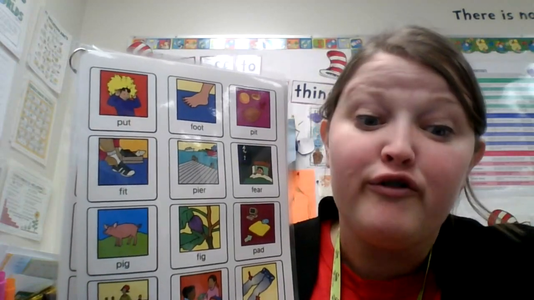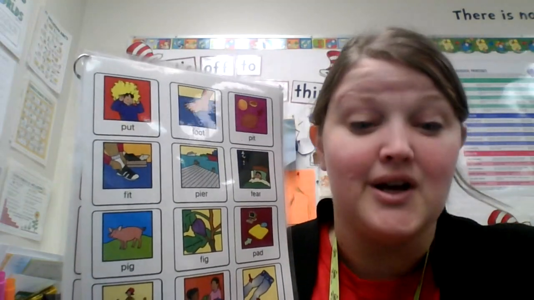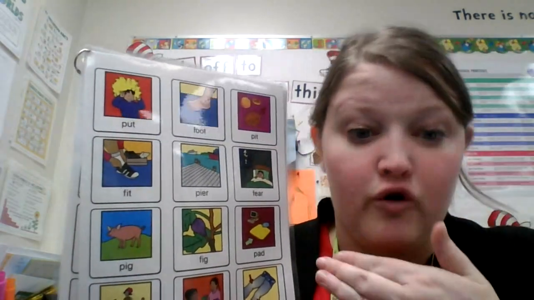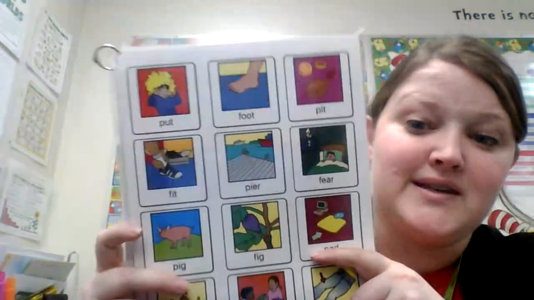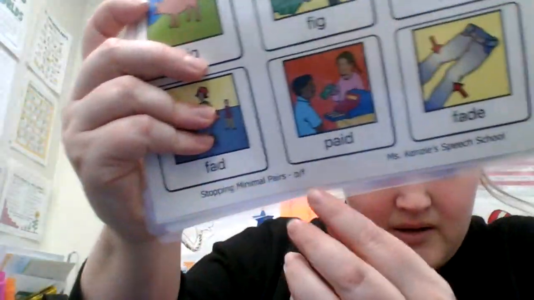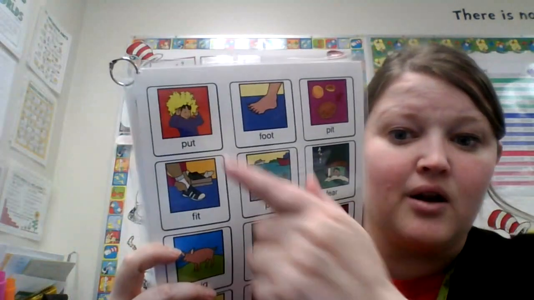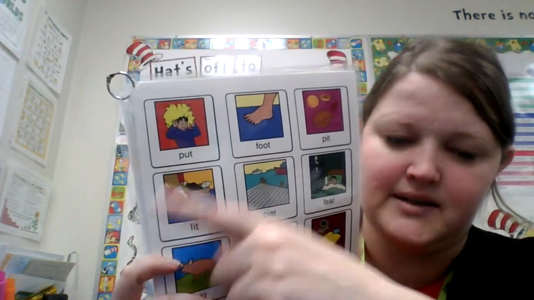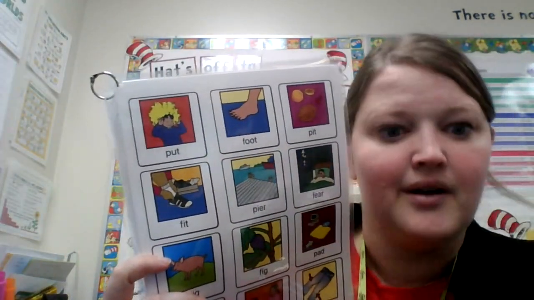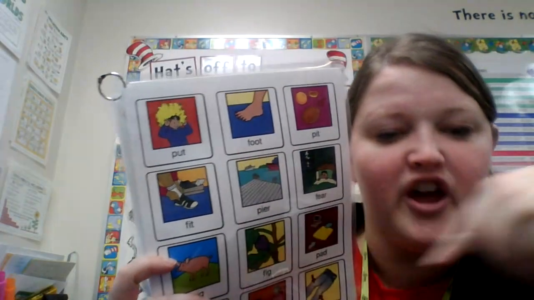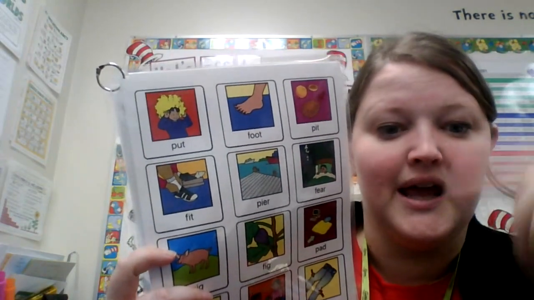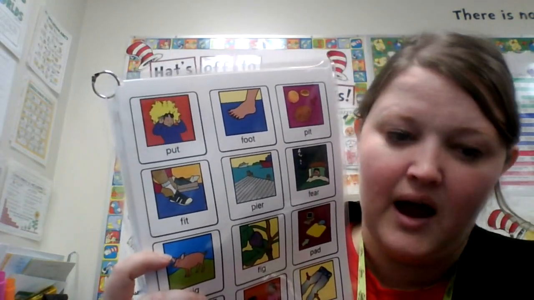Now, the typical error, or the sound that's being said for an F, is a P. So instead of foot, they say put. So again, they're stopping that sound. There's no friction happening. So in this example, again, this is our stopping pairs P and F. So again, oh, he put that on his head. Say put. And then we would say, now say this word, foot. It is my foot. It is something that I walk on.